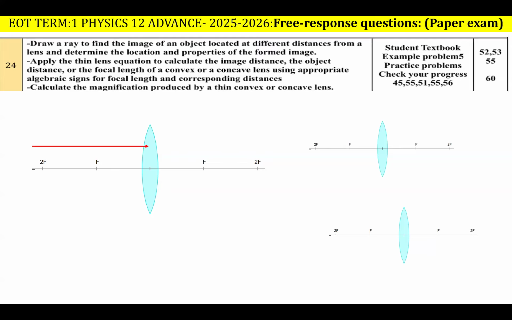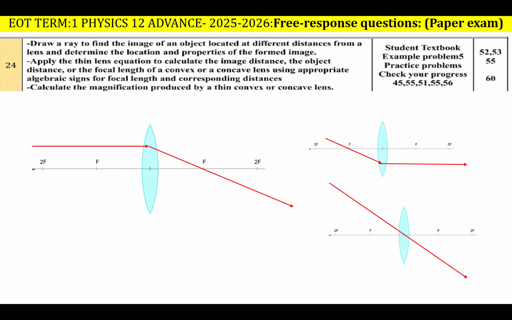So principal rays. Ray number one, which is coming parallel to the principal axis, and after refraction, it passes through the focus. So here, in concave or convex mirrors, reflection happens, but in concave or convex lenses, refraction happens. So the ray coming parallel to the principal axis after refraction passes through the focus. This is the first one. Second one, the ray which is passing through the focus, after refraction, it becomes parallel. Third one, the ray which is passing through the center of the lens goes undeviated, without any refraction.